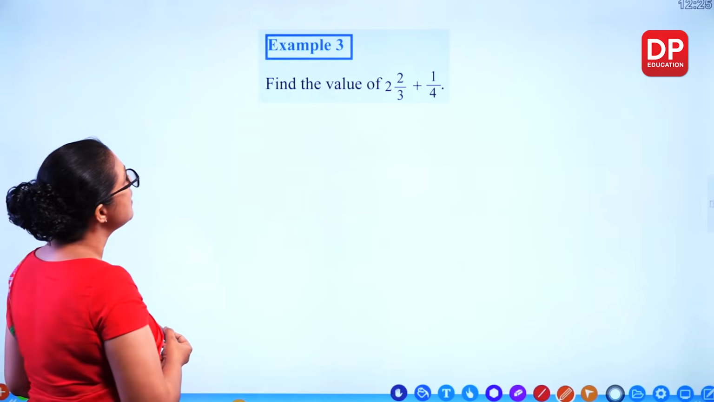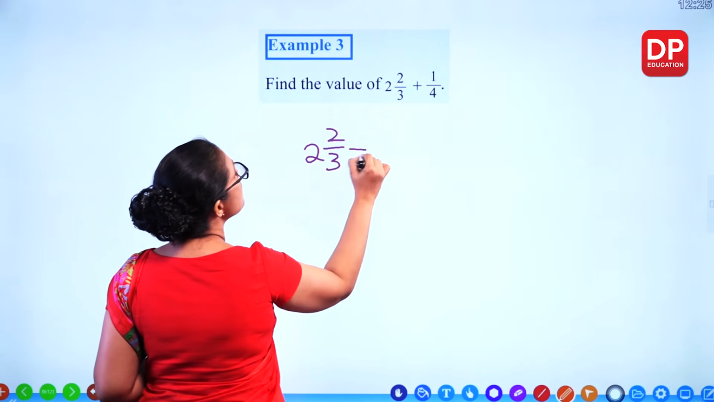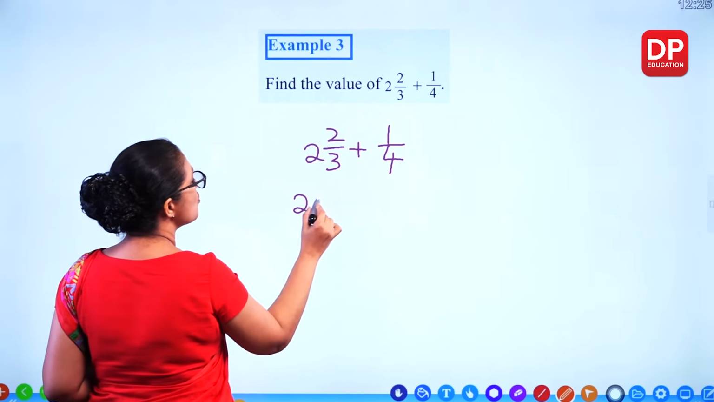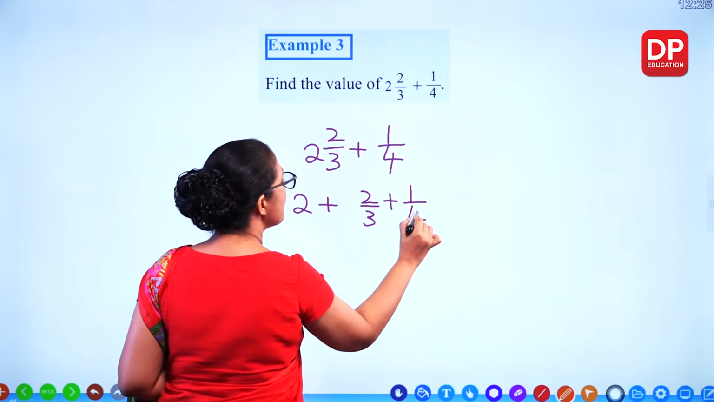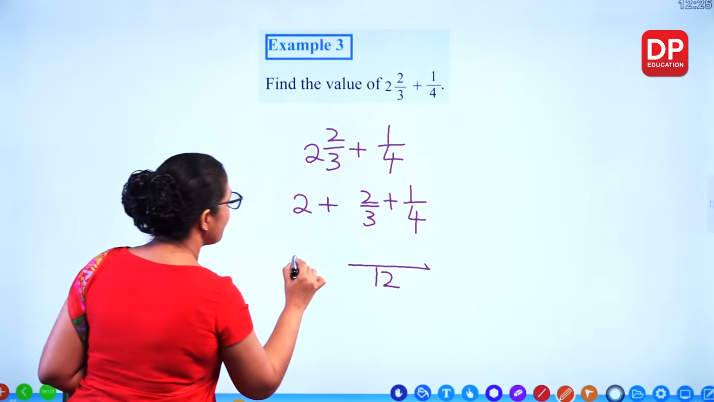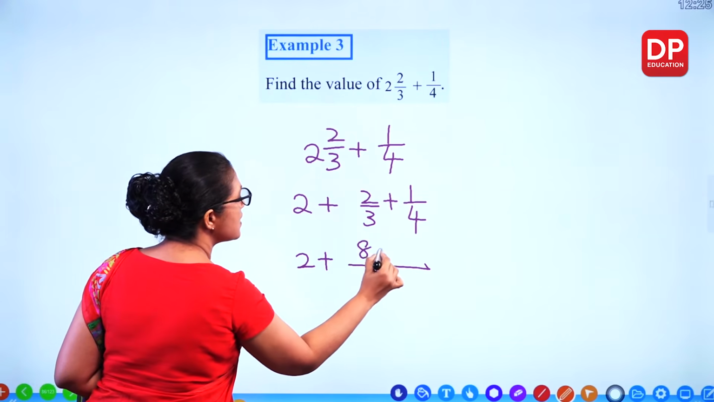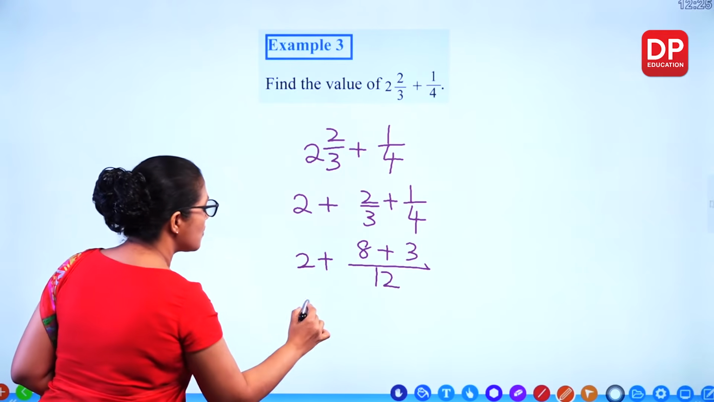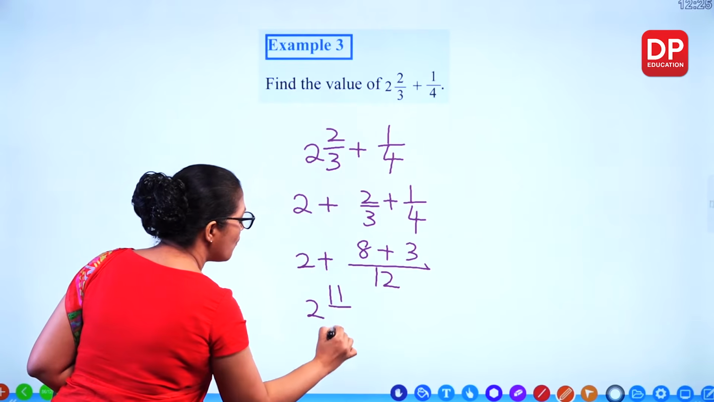Example number 3. Find the value of 2 2/3 plus 1/4. Whole numbers you can add. That's 2. 2/3 and 1/4 separately. What's the common denominator? That's 12. Convert. 4 times 3, 12. 4 times 2, 8. This is multiplied by 3. You get 3 here. So 2. And here 8 plus 3, 11 over 12.